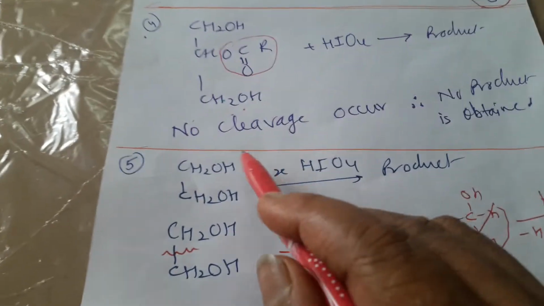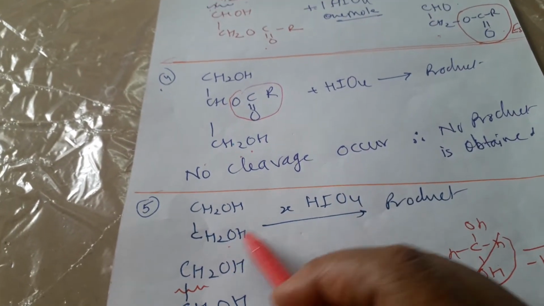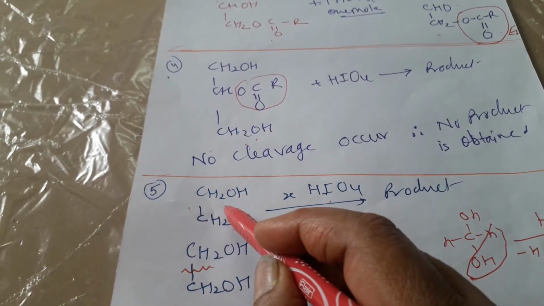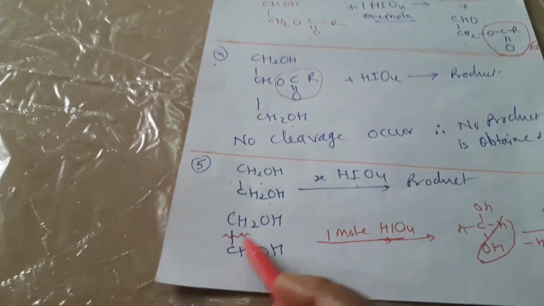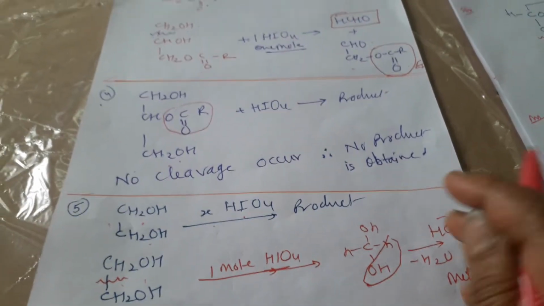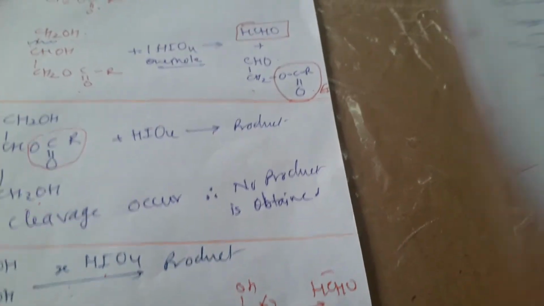Now, if I give you ethylene glycol, find out how many moles of HIO4 would be required. Just make a wavy line over here, 1 mole, and CH2OH, as I told you earlier many times, will give you formaldehyde. Clear? CH2OH is converted into formaldehyde. Now we'll do this.